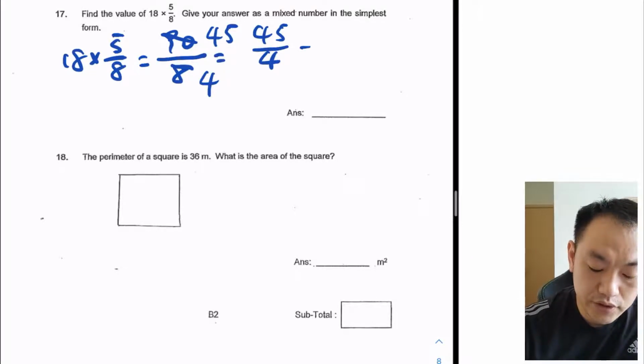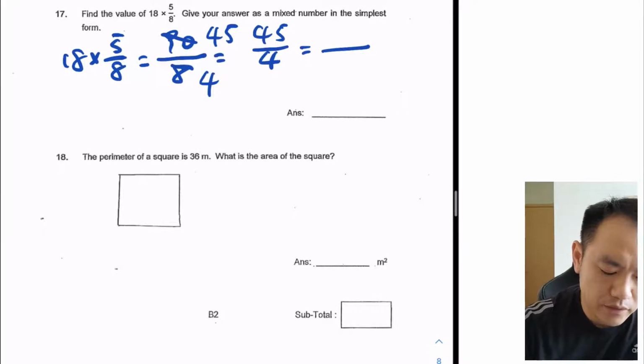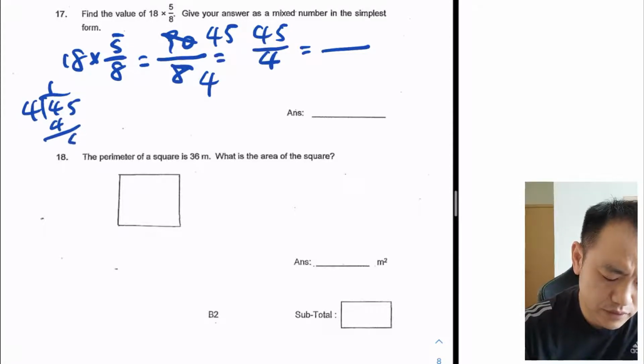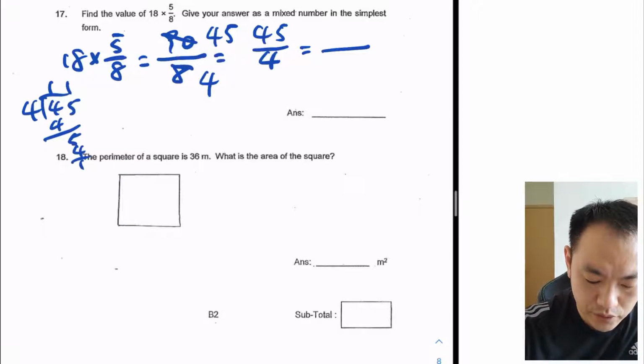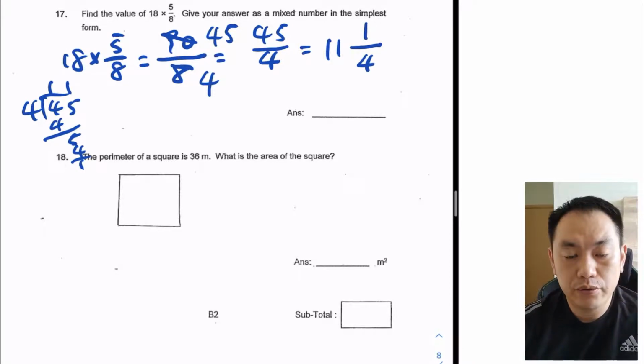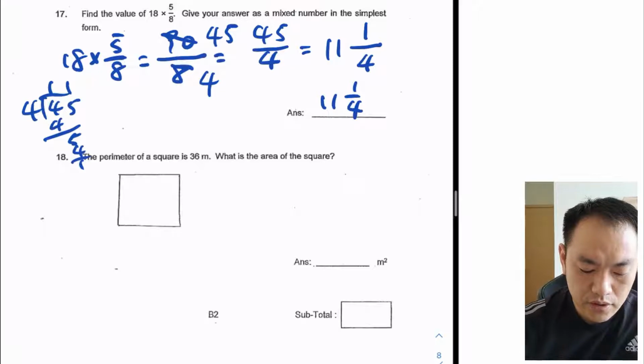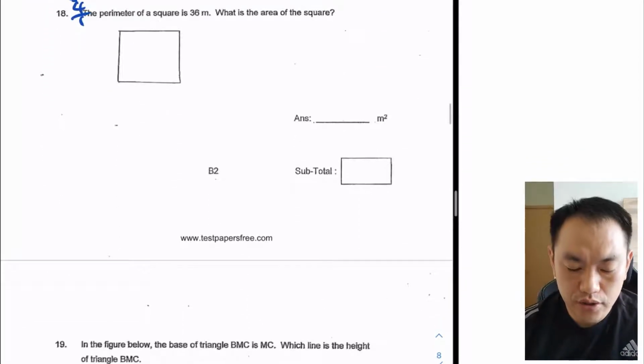Then you can convert this into a mixed number. 45 divided by 4 will be 11, and the remaining is 4 with the 4 at the bottom. The remainder is 1, with the 4 at the bottom. So the answer is 11 and a quarter. Okay, let's move on to question 18.